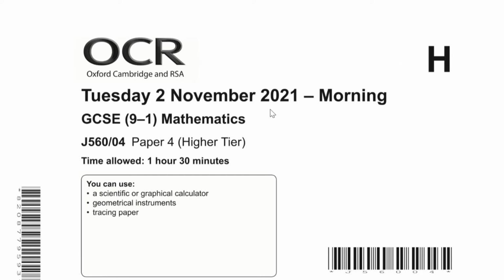This is the OCR GCSE 9-1 Maths paper 4 from the November 2021 series, and this paper is a calculator paper.